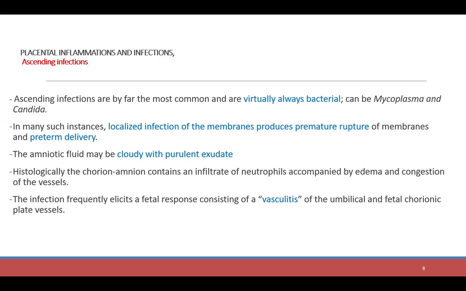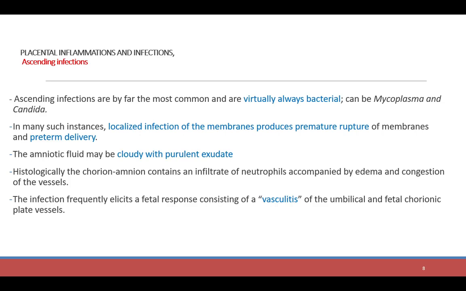So how can we check this inflammation? You see the membranes. So there's acute inflammation of the membranes, the discoloration of the membranes, discoloration of the amniotic fluid. We examine the amniotic fluid, we examine the placental disc, we examine the umbilical cord, we examine the membranes looking for inflammatory infiltrates.